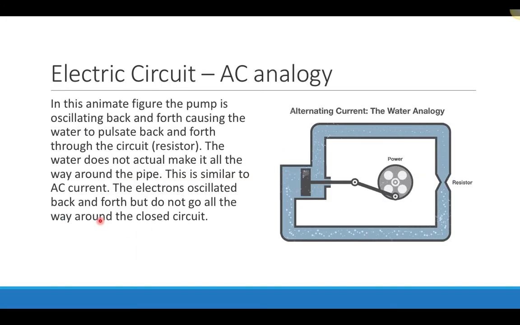In a similar way for AC, you can have something similar to that. Here you would have a pumping mechanism which is causing the water inside that pipe to oscillate back and forth. So by moving this piston back and forth, it's causing the water to go one way and then the other way, one way and then the other way. And that's alternating current, where there's a vibration of the charge in the circuit. Here it's a vibration of the water molecules.